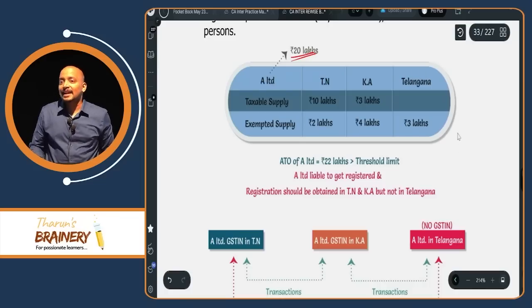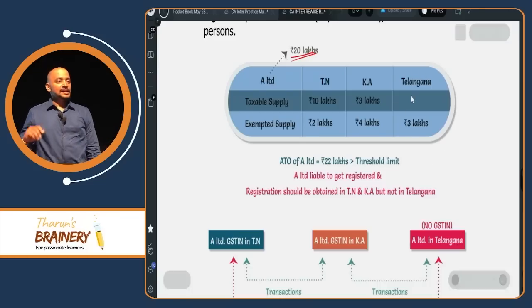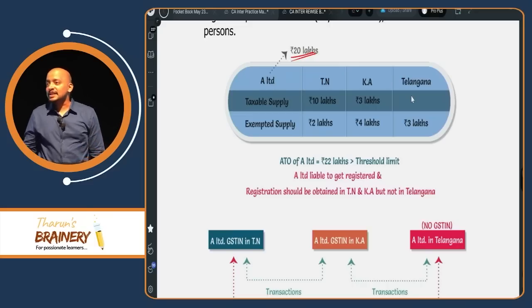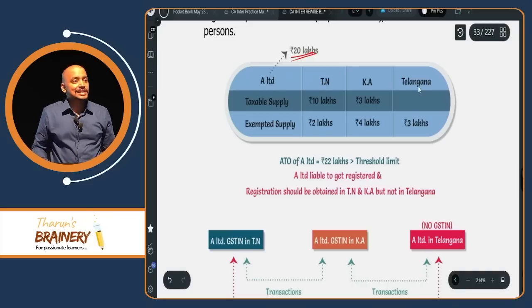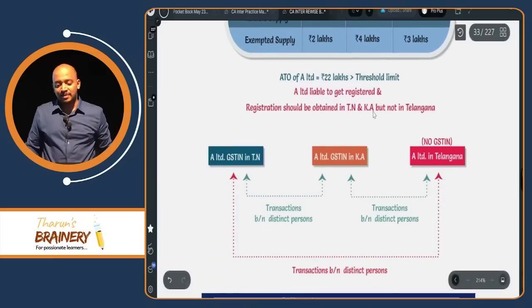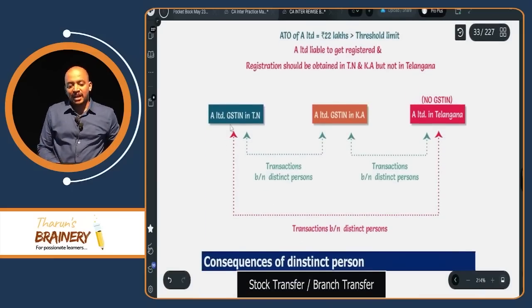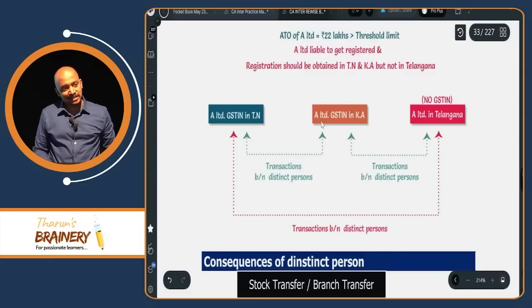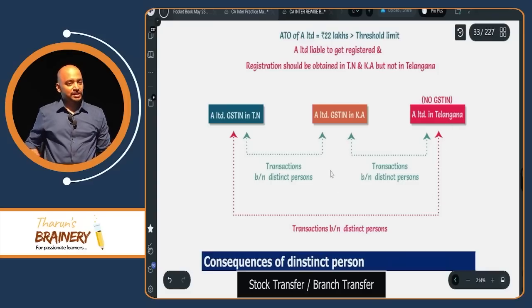But even then, Telangana will become a distinct person. So Tamil Nadu to Telangana, is it a transaction between distinct persons? Yes. Karnataka to Telangana, yes. What about Tamil Nadu and Karnataka? No doubt, that is distinct person. Say A Limited has a GSTIN in Tamil Nadu and a GSTIN in Karnataka, but not in Telangana. Between Tamil Nadu and Karnataka, any transaction is between distinct persons. Karnataka to Telangana also, and Tamil Nadu and Telangana also, are transactions between distinct persons.